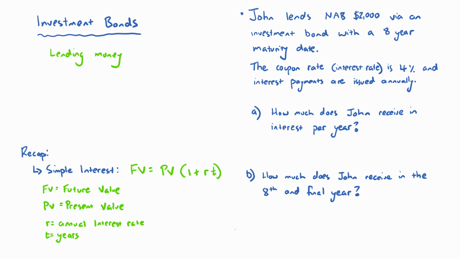And why would we do this? Well, the government or company wants to go ahead and use that money to build something, and then we can get interest repayments in return for that.